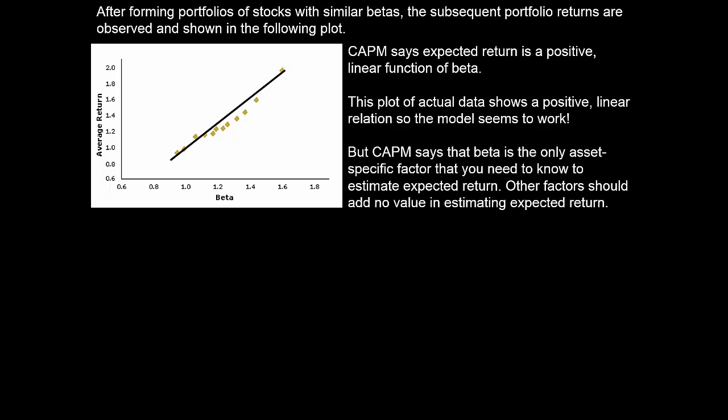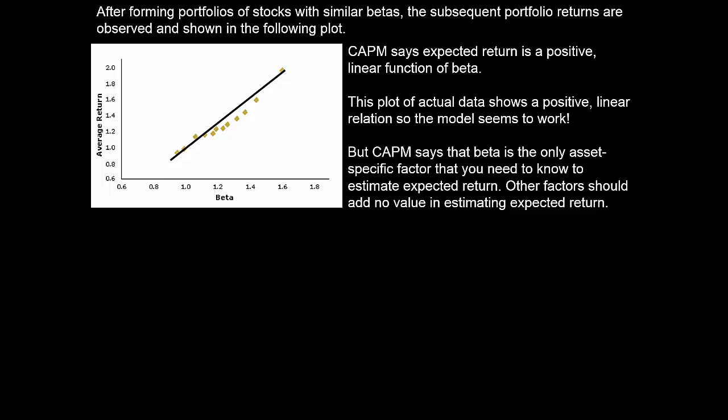CAPM says that the return should be a positive and linear function of beta. And so this graph, formed using actual data, does indeed seem to bear this out. You could actually fit a line that reasonably approximates the dots in this plot. So it actually seems that the model works.